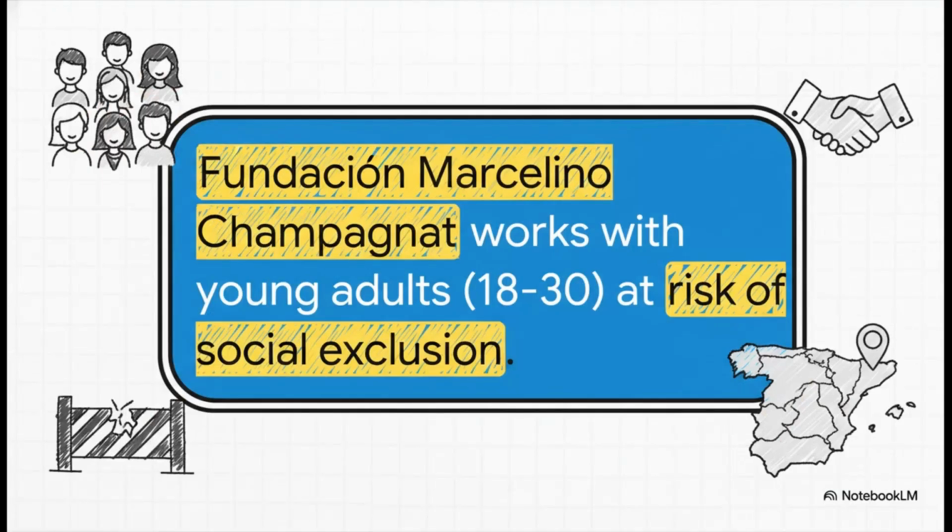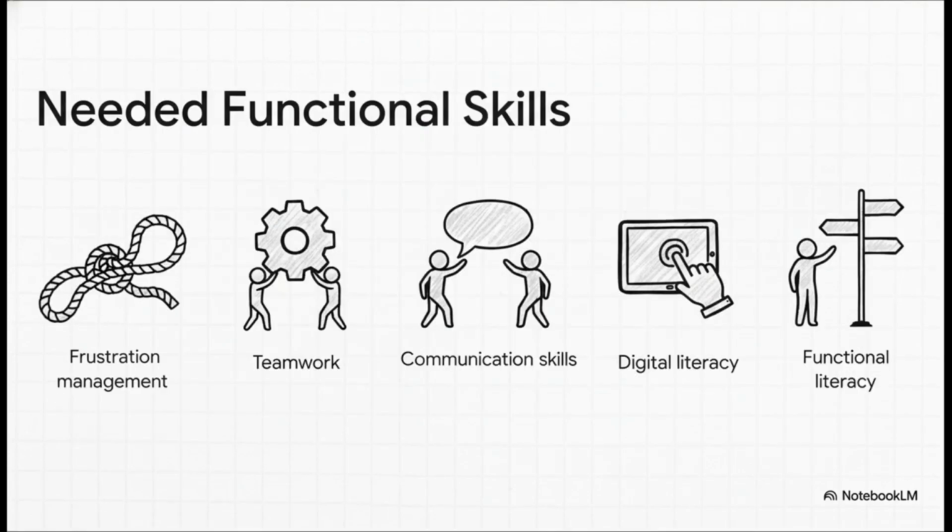So this pilot was run by the Fundación Marcelino Champagnat, and they work with a particularly vulnerable group, young adults, many of them recent migrants, who are facing some pretty significant barriers to employment and just general inclusion. This is a place where clear, practical education isn't just helpful, it is absolutely life-changing. And we're not talking about abstract subjects here. The skills these learners needed were things that matter every single day. Things like managing frustration, how to work in a team, basic communication, and digital skills. These are the essential tools for navigating life and the job market.